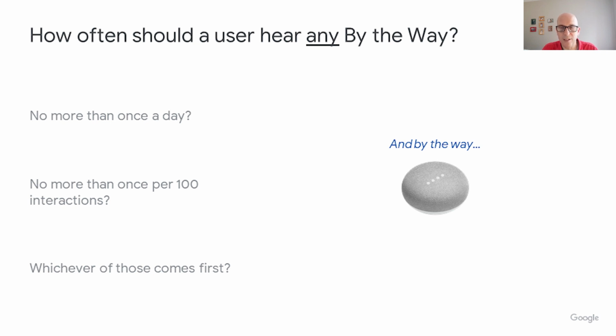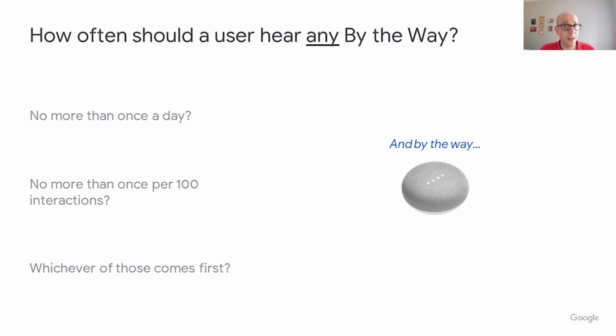But in addition, you have to ask yourself, how often should they hear all the by the ways? How does this environment of by the ways work together? You might have more than one that you could be surfacing at any given time. And you have to ask yourself, how do those play together nicely so that the person isn't getting overwhelmed?